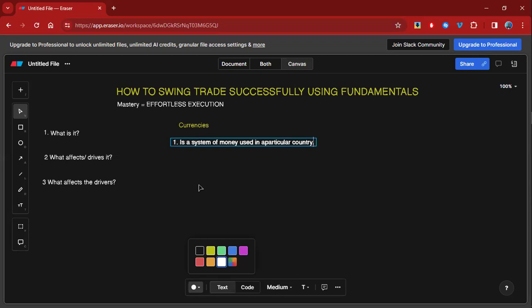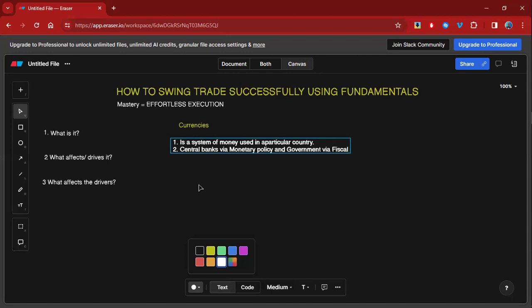So if it's a system of money, the next question would be, who manages the system? That is where we get to answer our second question, which is, what affects or drives it? So what actually affects or drives this system of money? Who are the people who manage this actual system of money? In this case, it is the central banks via monetary policy, and government via fiscal policy. Fiscal policy essentially means taxes.